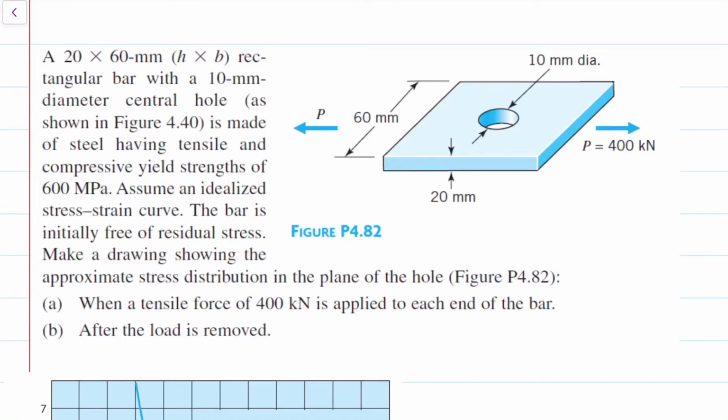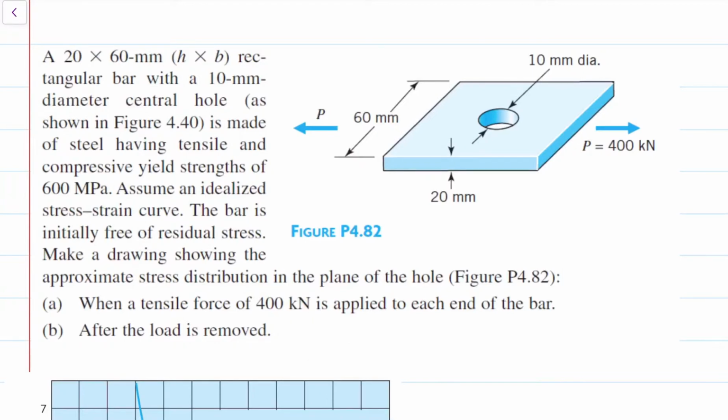Hello everyone. In this example, we'll be talking about residual stresses. And as you may already know, residual stresses occur when there is localized yielding in a part or in an object. And in this case, we have a 20 by 60 rectangular bar with a hole in it, and we've given some yield strengths to it, and we're making some assumptions.